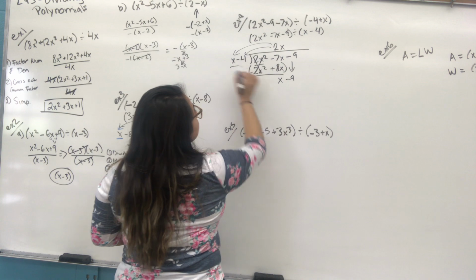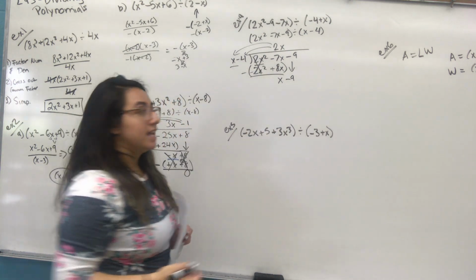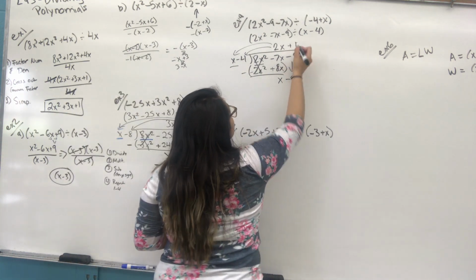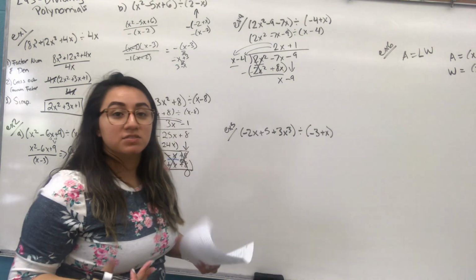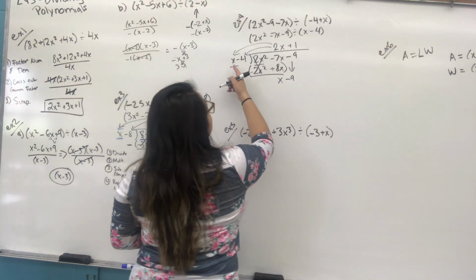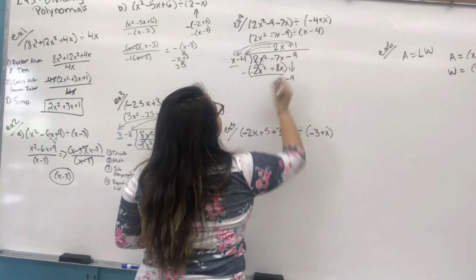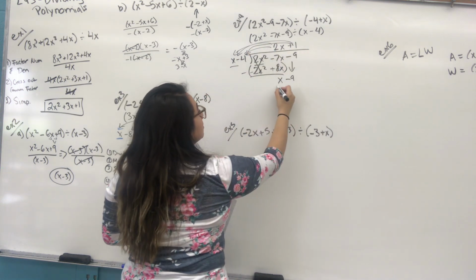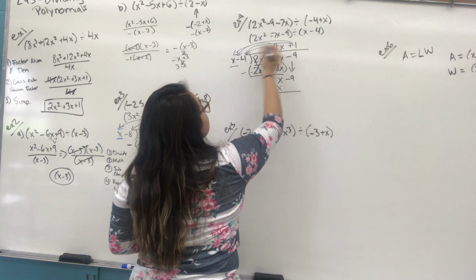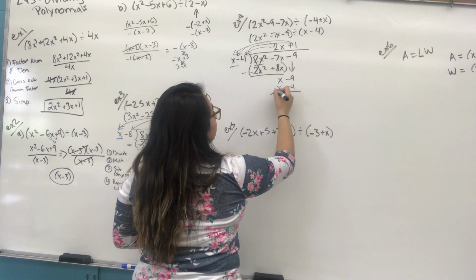So x, what times x gives you x, and that would be a 1. You can't just put a 0. Anything that multiplies into 0 gives you 0. So now you multiply these two again. So 1 times x, you get x. 1 times negative 4 gives you negative 4.